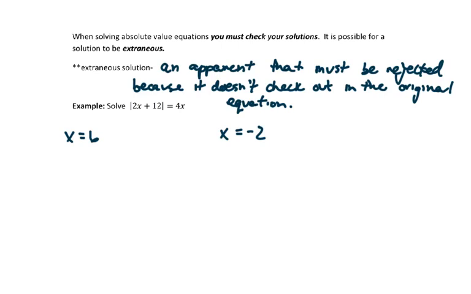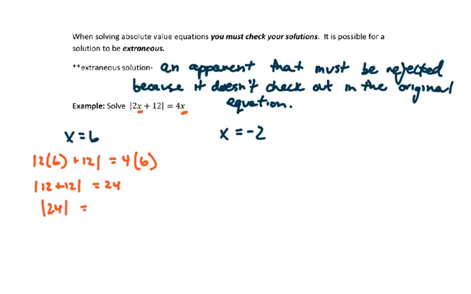So we have our solutions. X equals 6, x equals negative 2. We need to plug them both back in where x was. So in the absolute value equation, I've got absolute value of 2 times 6 plus 12, close the absolute value, equals 4 times 6. 2 times 6 is 12. 4 times 6 is 24. 12 plus 12 is 24.